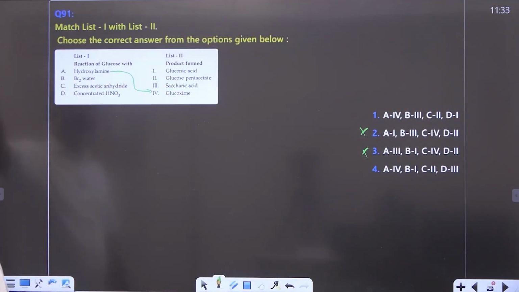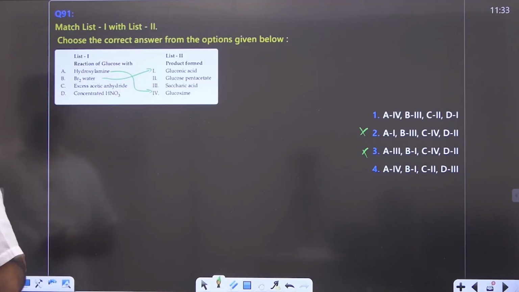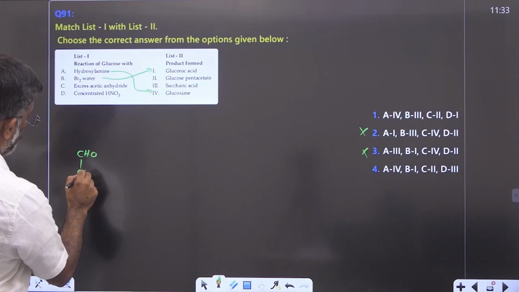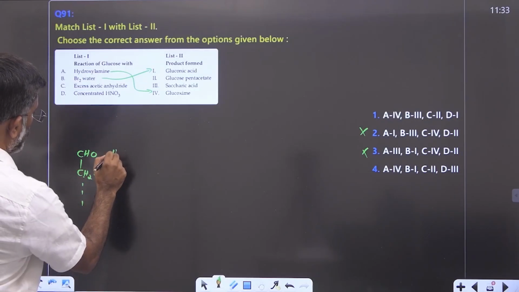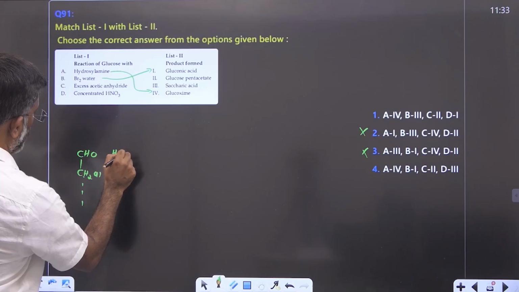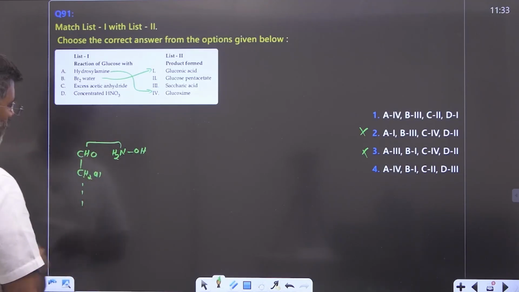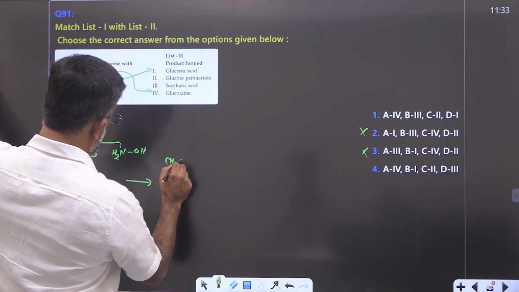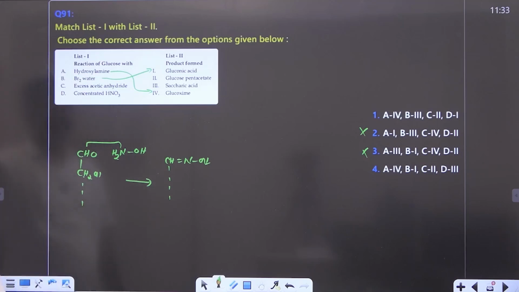Then bromine water. Hydroxylamine reaction, hope you remember: CHO, CH2OH. It is reacting with the hydroxylamine over here, and you get oxime, CH double bond NOH. This is oxime.